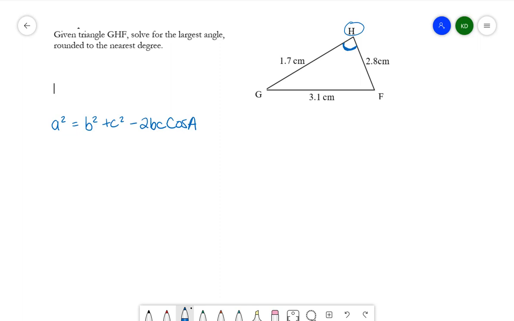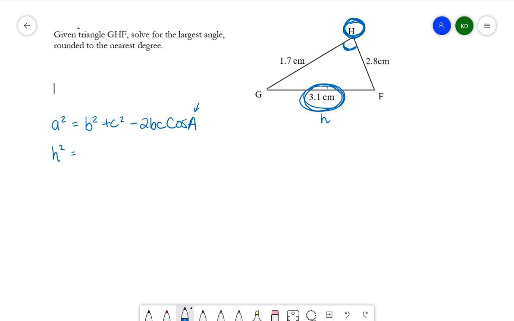So what I want to do is first figure out, okay, where should H go? H is what I'm solving for. So that needs to be replacing cos of a, which means that its corresponding side, which is 3.1, is lowercase h, and that should be replacing a in my formula. So here we're going to have h squared equals.